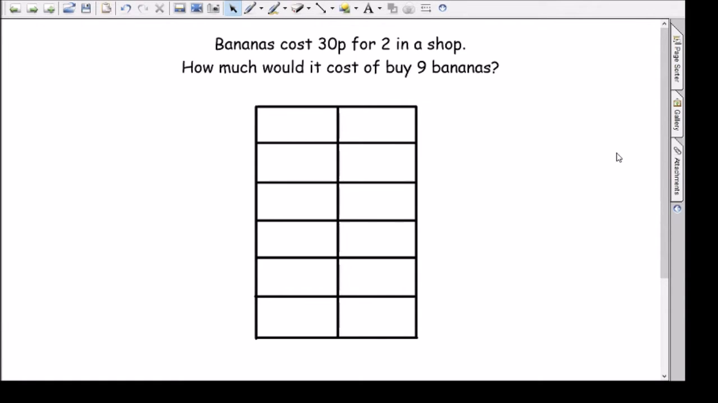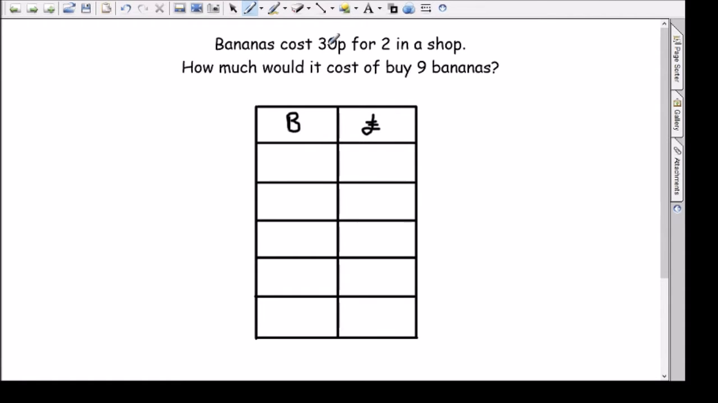Bananas cost 30 pence for 2 in a shop. How much would it cost to buy 9 bananas? Okay, so here's our ratio table. We're going to lay them out vertically. That's the Oldham sixth form way of doing it. And we're going to put bananas in this column. Write bananas if you like, but a B is okay. And the cost is here.